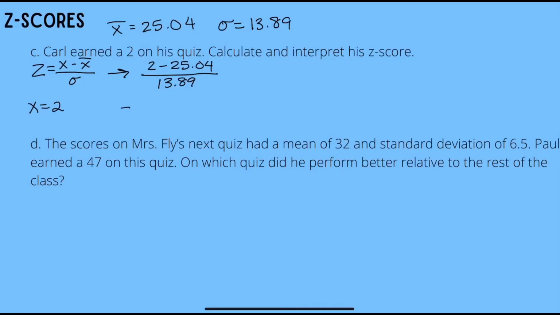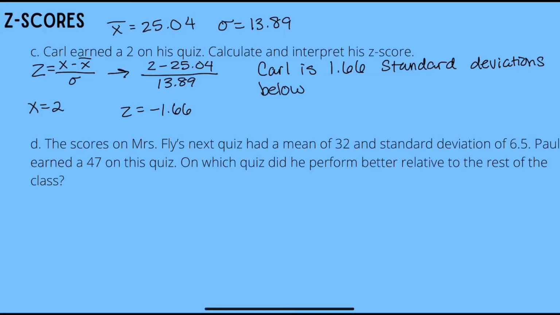So if you do that math, we should get a z-score of negative 1.66. And when we interpret this, we say Carl is 1.66 standard deviations below, since it's negative, the mean of 25.04.